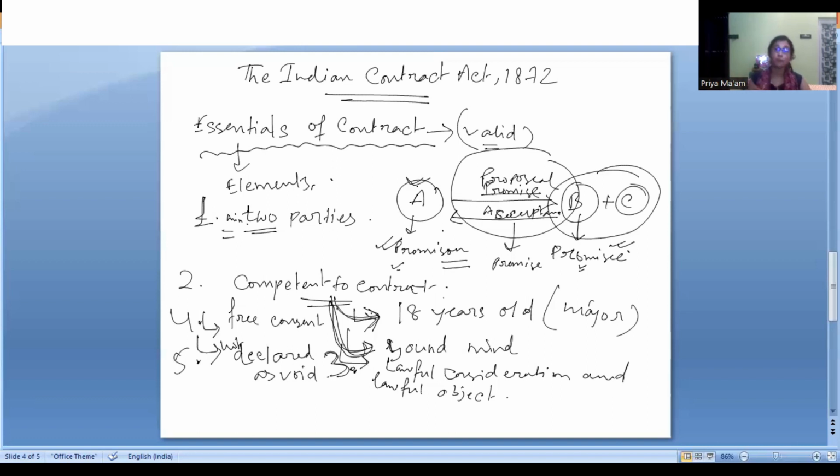But if from the starting the contract itself is void, then there is no question of moving forward with the other essentials. When the agreement is void from the initial stage, then it is a void contract. Means it is not a contract, because it is not enforceable by law and because it is declared void by law.